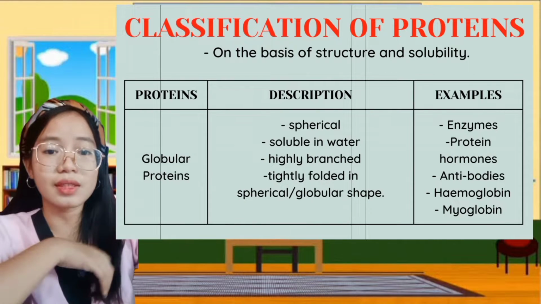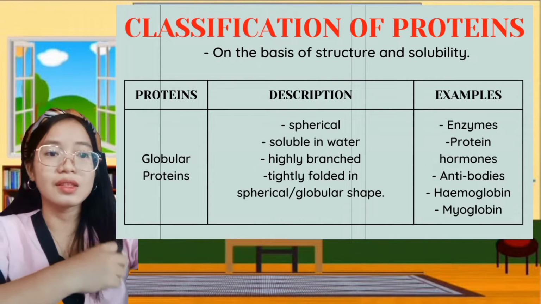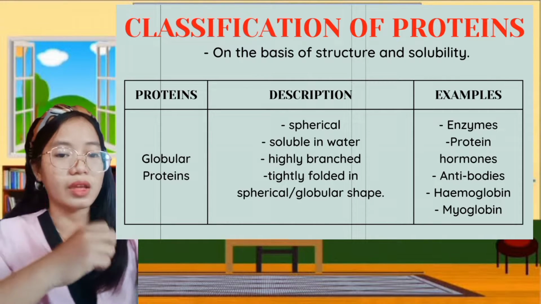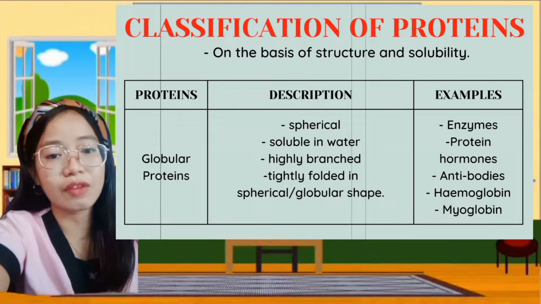Okay, now let's proceed to the second classification of proteins, which is based on structure and solubility. So, in here, we have 2 classifications, which are the globular proteins and the fibrous proteins.